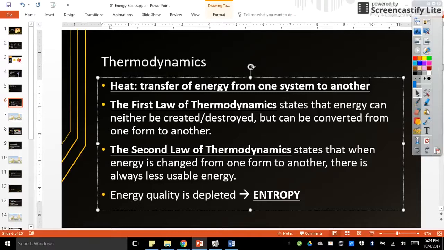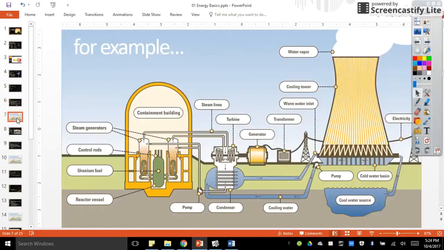So it will go from a useful form to a less useful form. And this is going to create this idea of entropy right here. Entropy is basically disorder or chaos, and that just means that your energy quality has been depleted. So we're thinking about that smoke again.